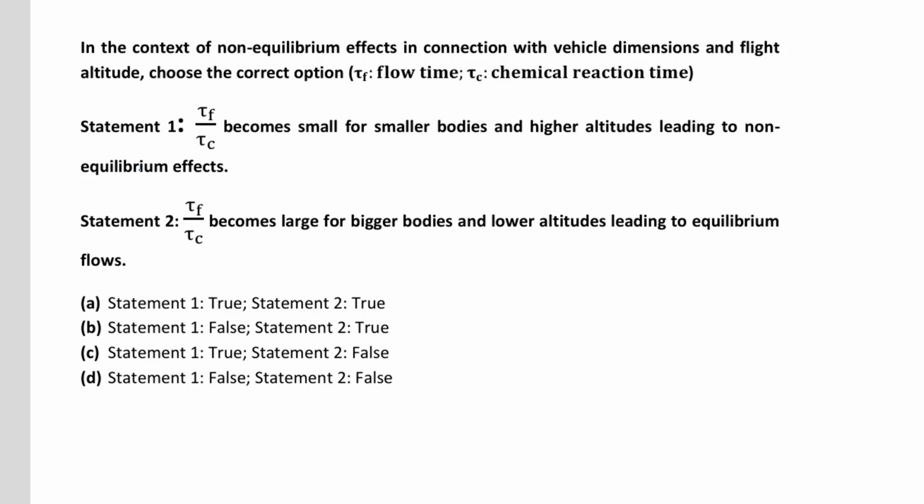In the context of non-equilibrium effects in connection with vehicle dimensions and flight altitude, choose the correct option. Tau f is flow time and tau c is chemical reaction time. Statement 1 is tau f upon tau c becomes small for smaller bodies and higher altitude leading to non-equilibrium effects. Statement 2, tau f upon tau c becomes large for bigger bodies and lower altitude leading to equilibrium flows. Option A, statement 1 true, statement 2 true. Option B, statement 1 false, statement 2 true. Option C, statement 1 true, statement 2 false. Option D, statement 1 false, statement 2 false.